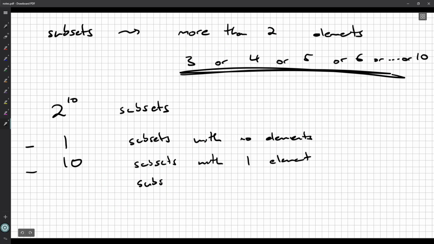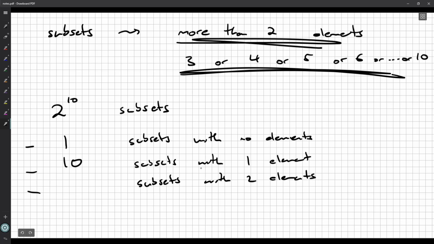And then here comes the tricky one. How many possible subsets are there to pick with exactly 2 elements? Right? How many ways are there to do that? Because we also have to remove that. Because we want more than 2 elements. So we can't have 0, we can't have 1, and we can't have exactly 2. We need to have 3 or 4 or 5 or something. Right? So what do we do there?